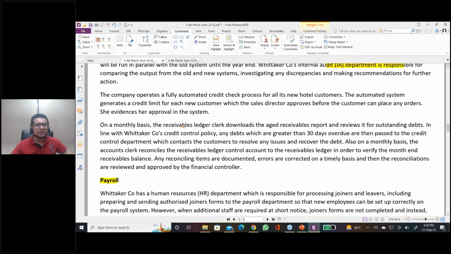Let's continue. The company operates a fully automated credit check process for all its new hotel customers. The automated system generates a credit limit for each new customer, which the sales director approves before the customer can place any order, and she evidences her approval in the system. So basically, she makes an electronic signature or something. That's another beautiful control, that the automated system is responsible for the credit check.